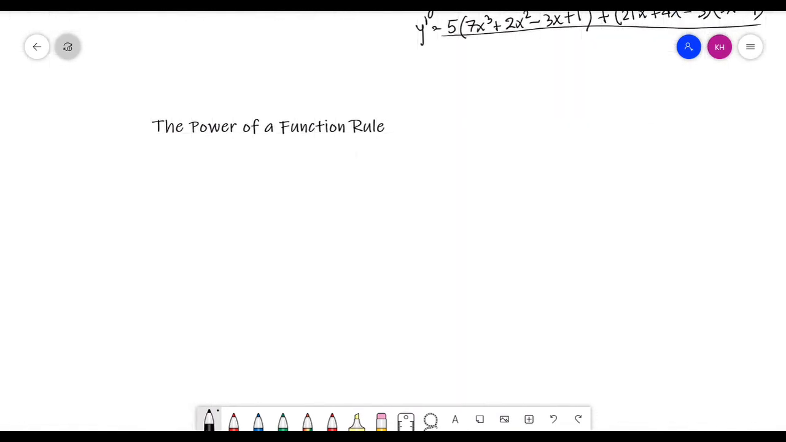Now this rule is used when you have a function that is a function within a function. Now I'll explain what I mean by that. Now let's say we have a function 2x plus 1, and I bring the whole thing inside a bracket, and this whole thing has a power of 3.